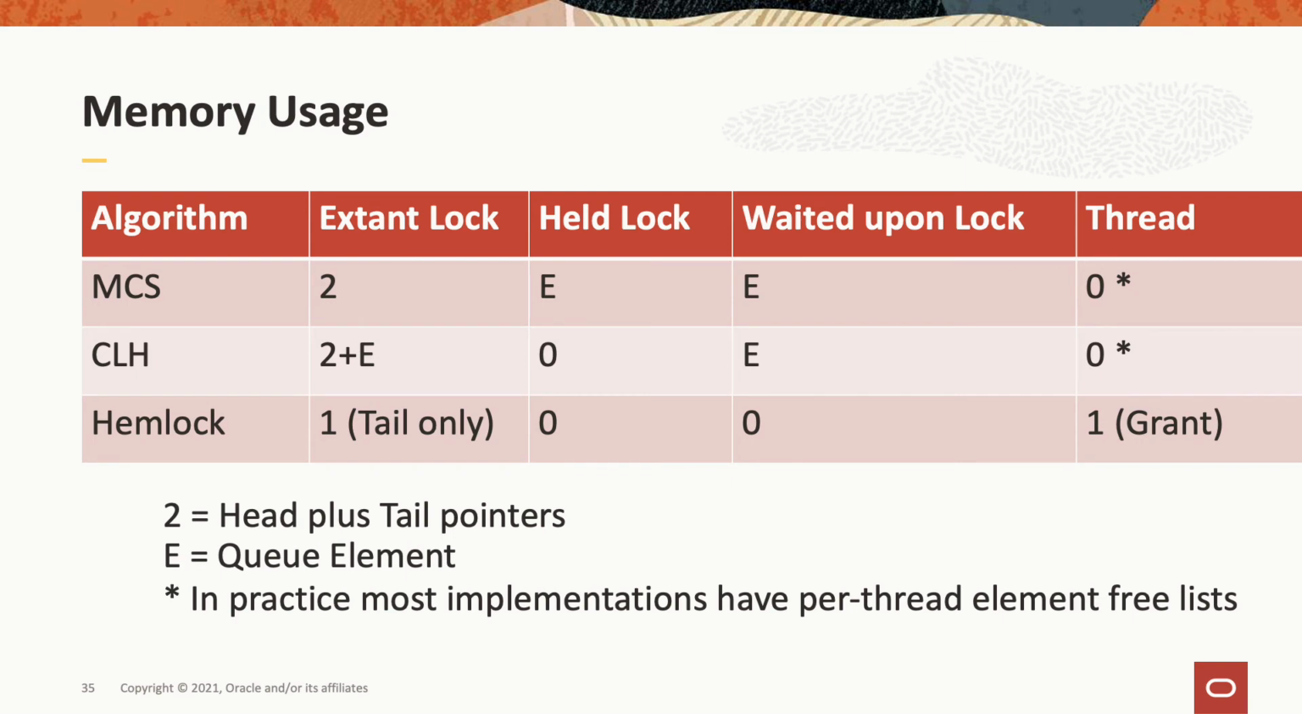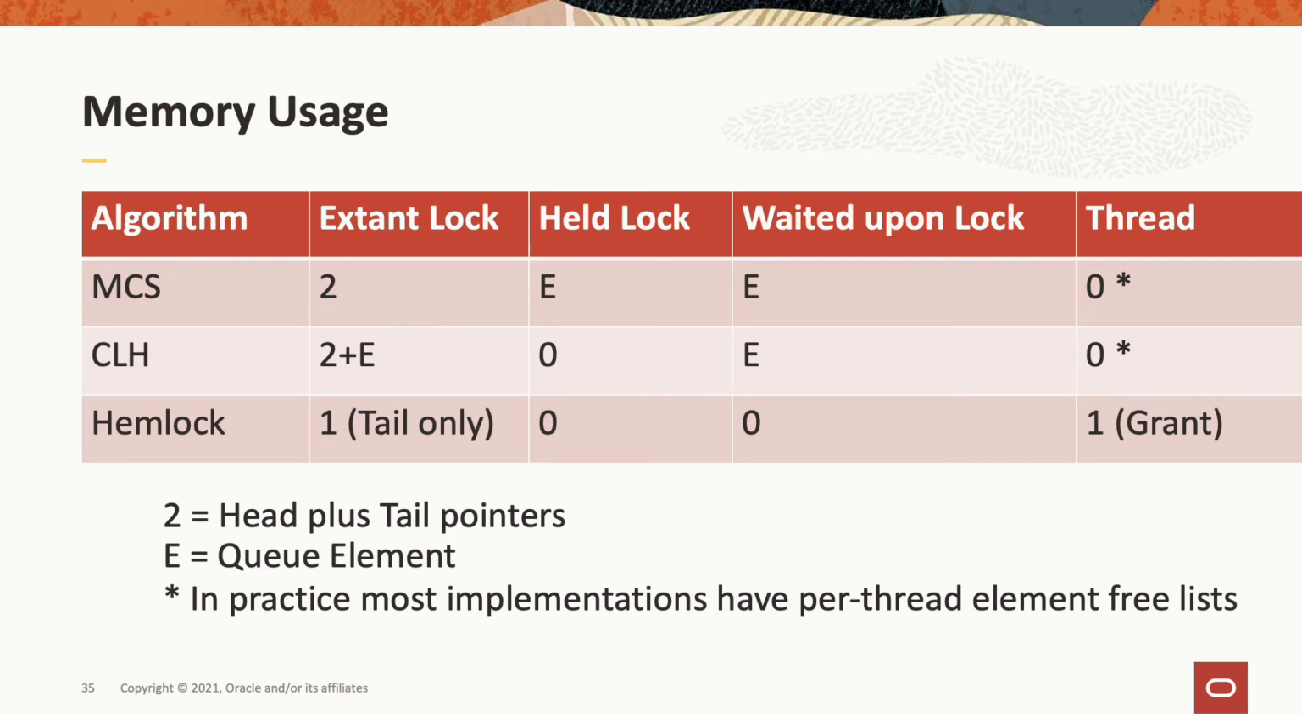We'll now compare the memory usage requirements for MCS, CLH, and Hemlock. In the following table, the symbol E represents the size of a queue element. For MCS, each extant lock requires 2 words, one for the head and one for the tail. Each held lock requires 1 queue element. So if a thread holds 8 locks, it'll have to have 8 queue elements in play. And when we're waiting on a lock, it requires an additional queue element. Per thread costs are technically 0, but in practice most implementations have per thread lists of free elements.